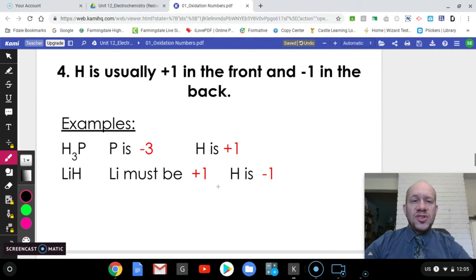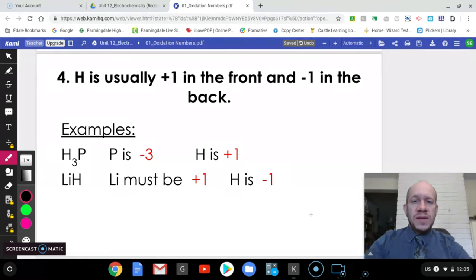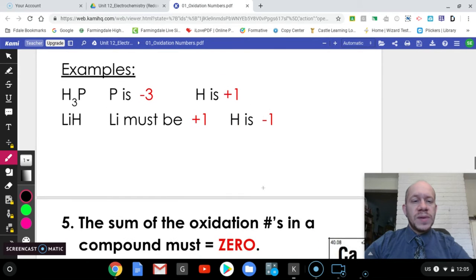Number 4, H is usually +1 in the front and -1 in the back. So for example, if I have H3P, P is a -3 and each of those hydrogens is a +1. However, if I put lithium hydride together, then the lithium must be +1 because it's a group 1. Therefore, H is going to be that -1.